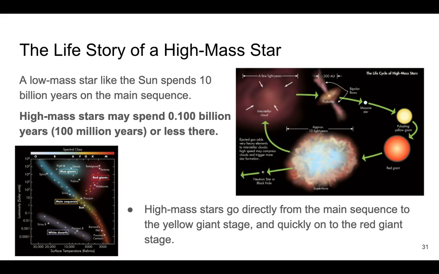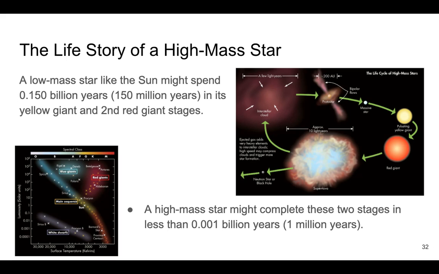So the story starts to get a little bit different at this point, because remember, the low mass star goes from main sequence to red giant to yellow giant back to red giant. High mass stars don't do it. The high mass star is going to go from main sequence right to a yellow giant, and then it will quickly go on to the red giant stage. So not red, yellow, red. This will just go from main sequence straight to yellow and then to red.